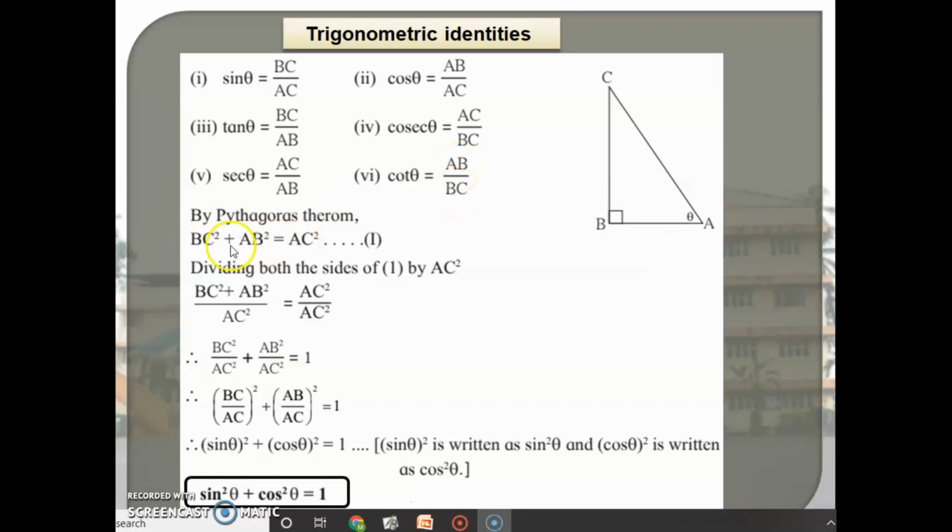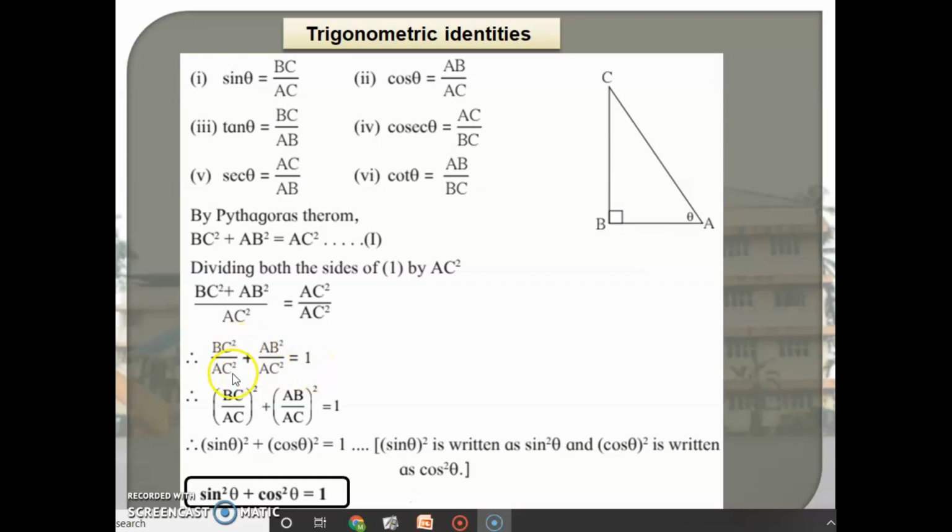Now, by Pythagoras theorem, we get BC square plus AB square equals AC square. We'll number this equation as 1. If we divide both the sides of this equation by AC square, we get BC square plus AB square upon AC square equals AC square upon AC square. Therefore, BC square upon AC square plus AB square upon AC square is equal to 1. On the right hand side, AC square gets cancelled and we get 1.